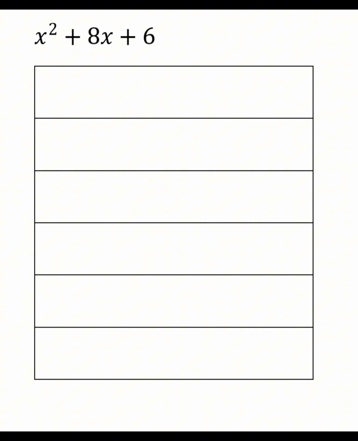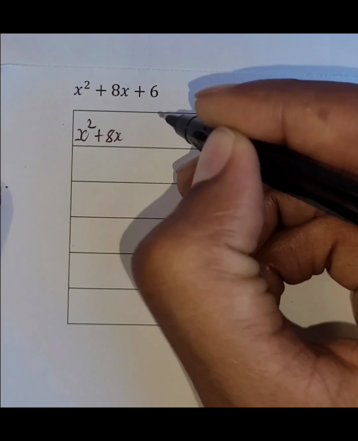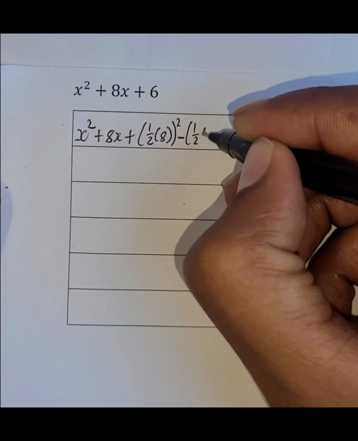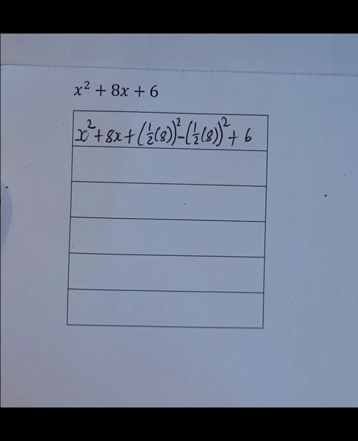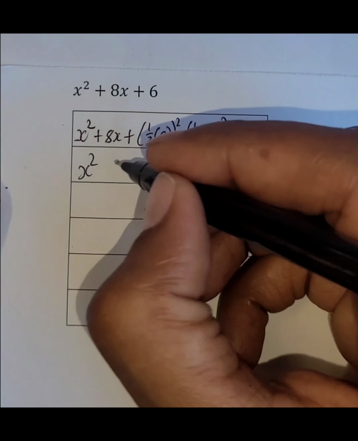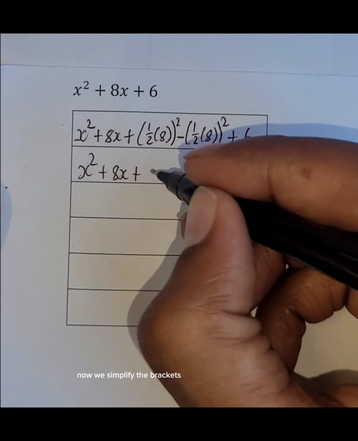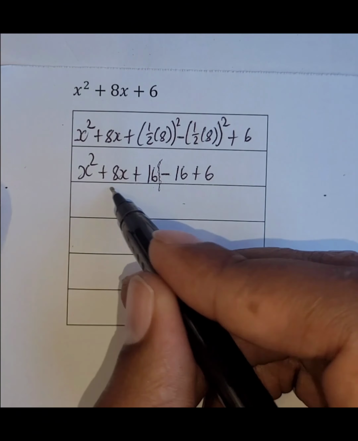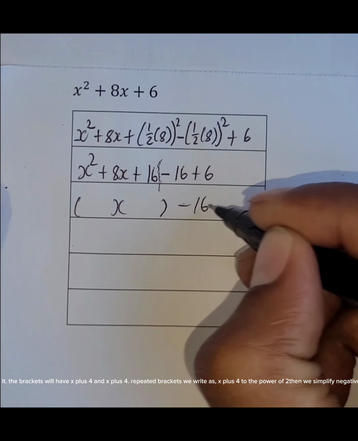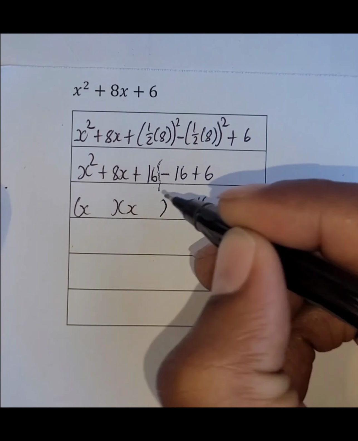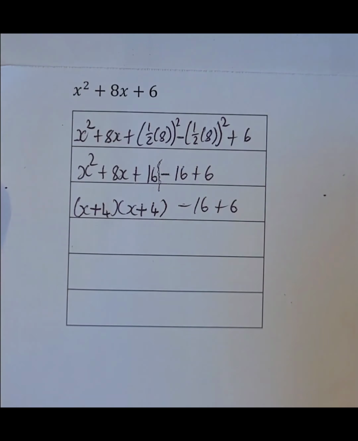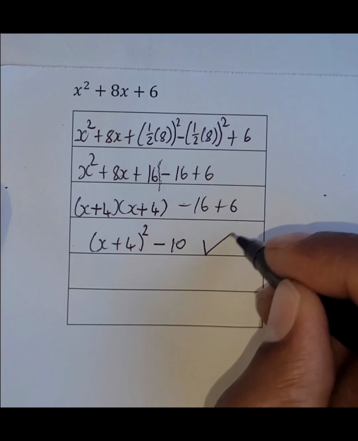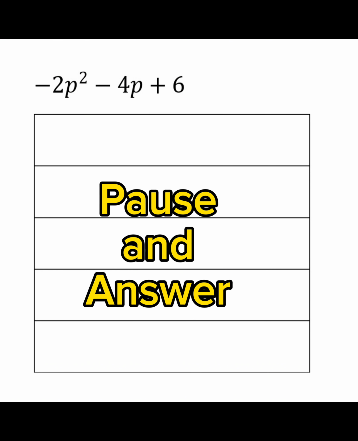Pause and answer. We complete the square by adding and subtracting a half times 8 to the power of 2, and we keep the 6 as is. Now we simplify the brackets. Isolate the trinomial and factorize it. The brackets will have x plus 4 and x plus 4. Repeated brackets we write as (x + 4) to the power of 2, then we simplify -16 plus 6 equals -10. Pause and answer.